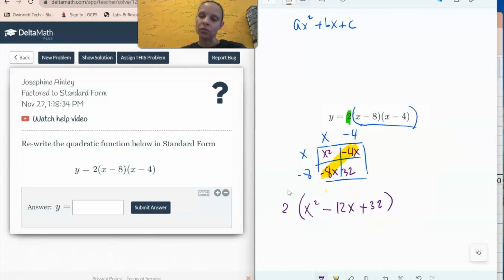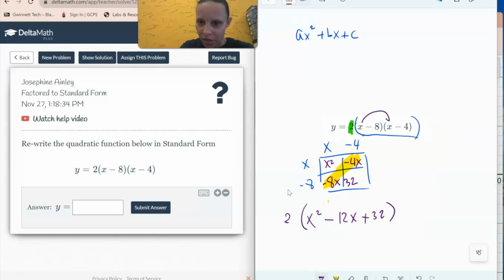You could also do it by distributing. This times this is going to give you x squared. This times this is going to give you negative 4x. This times this is going to give you negative 8x. This times this is going to give you 32. So you could do it that way, or you could do it the box way.